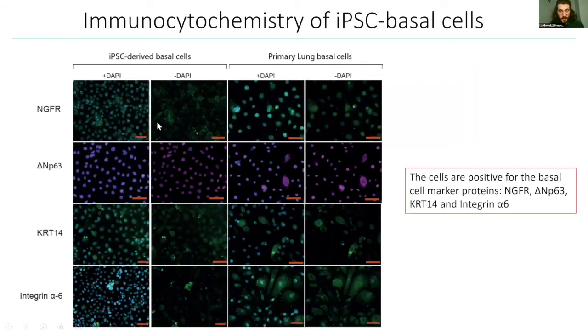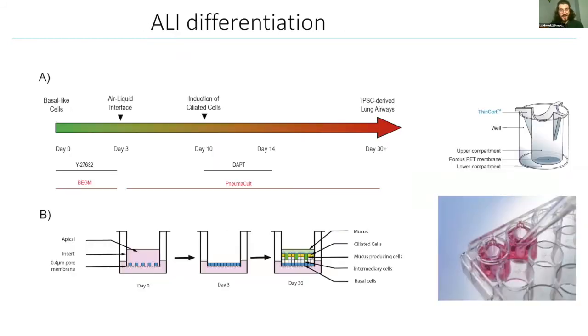And for that, we did a quick immunostaining with basal markers such as NGFR, delta NP63, keratin 14, and integrin alpha 6. And as you can see, when compared to primary basal cells, both cells, primary and iPSC, are positive for all of them, which was very encouraging. And we straight away decided to put them on inserts.